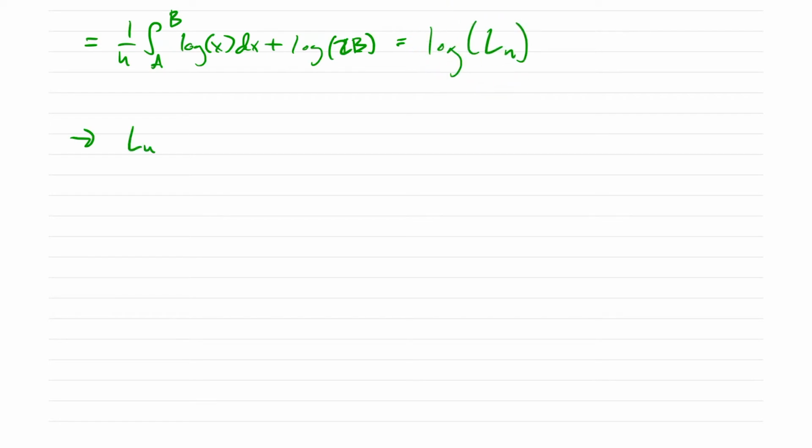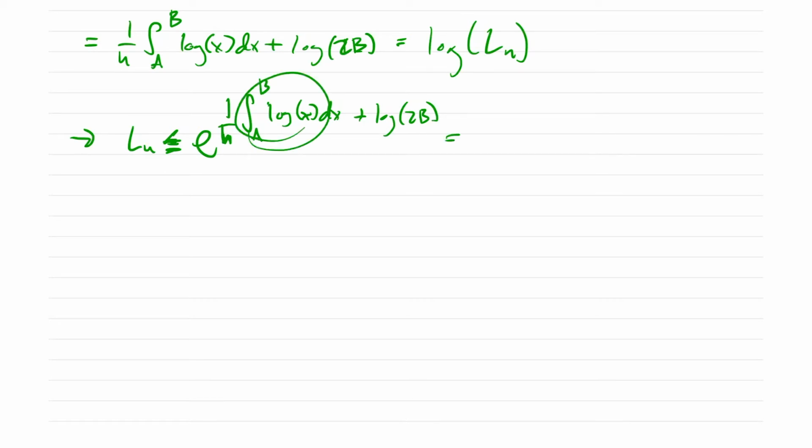So that means that L_n is equal to e to the 1 over h, where h depends on n, of the integral from a to b of log of x dx, or is less than or equal to, I should say, plus log of 2b, right? And so I don't really care what this quantity is, it's just some constant. So we have e to the c over h times, again, another constant, say c tilde, because we just peel that off as a product.